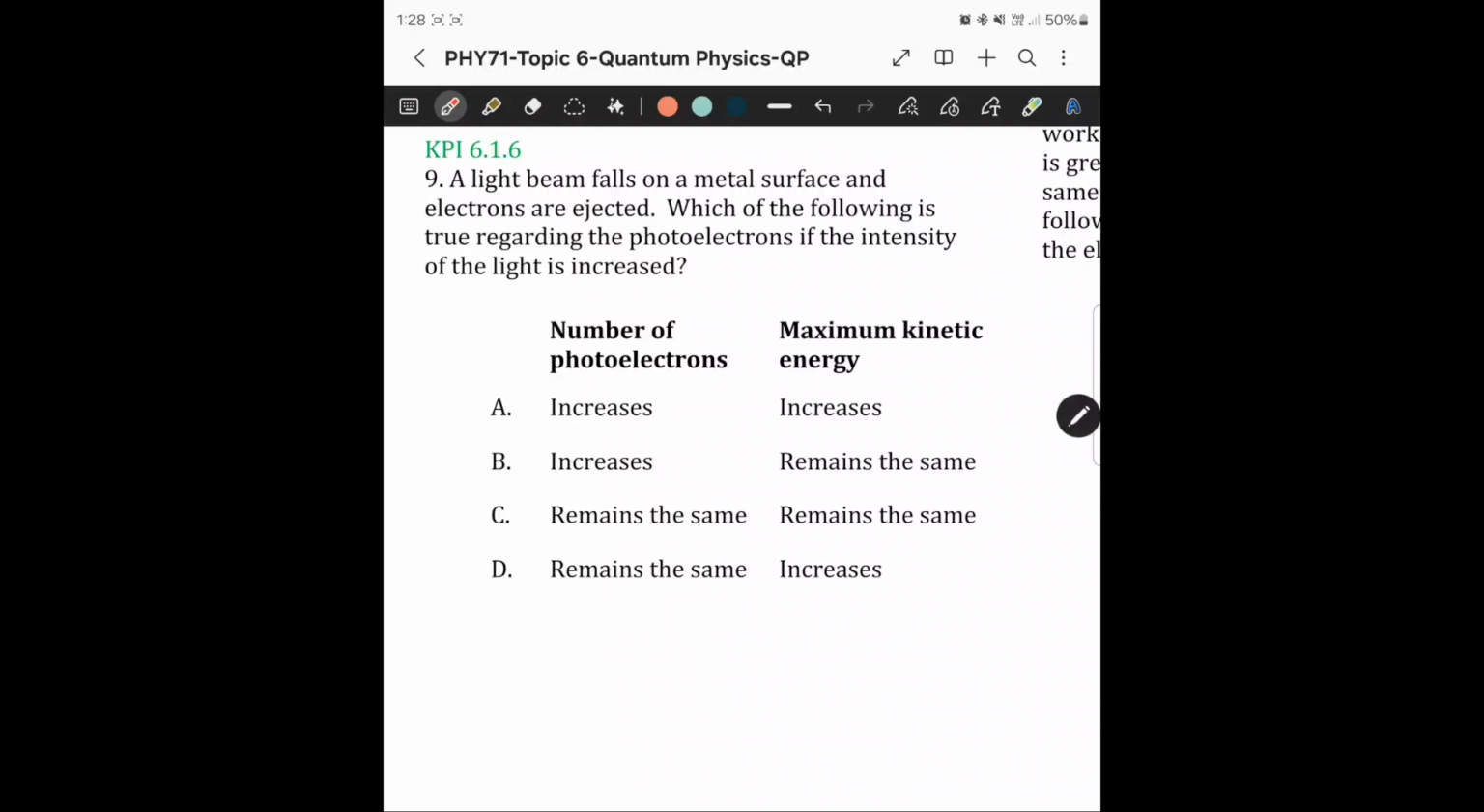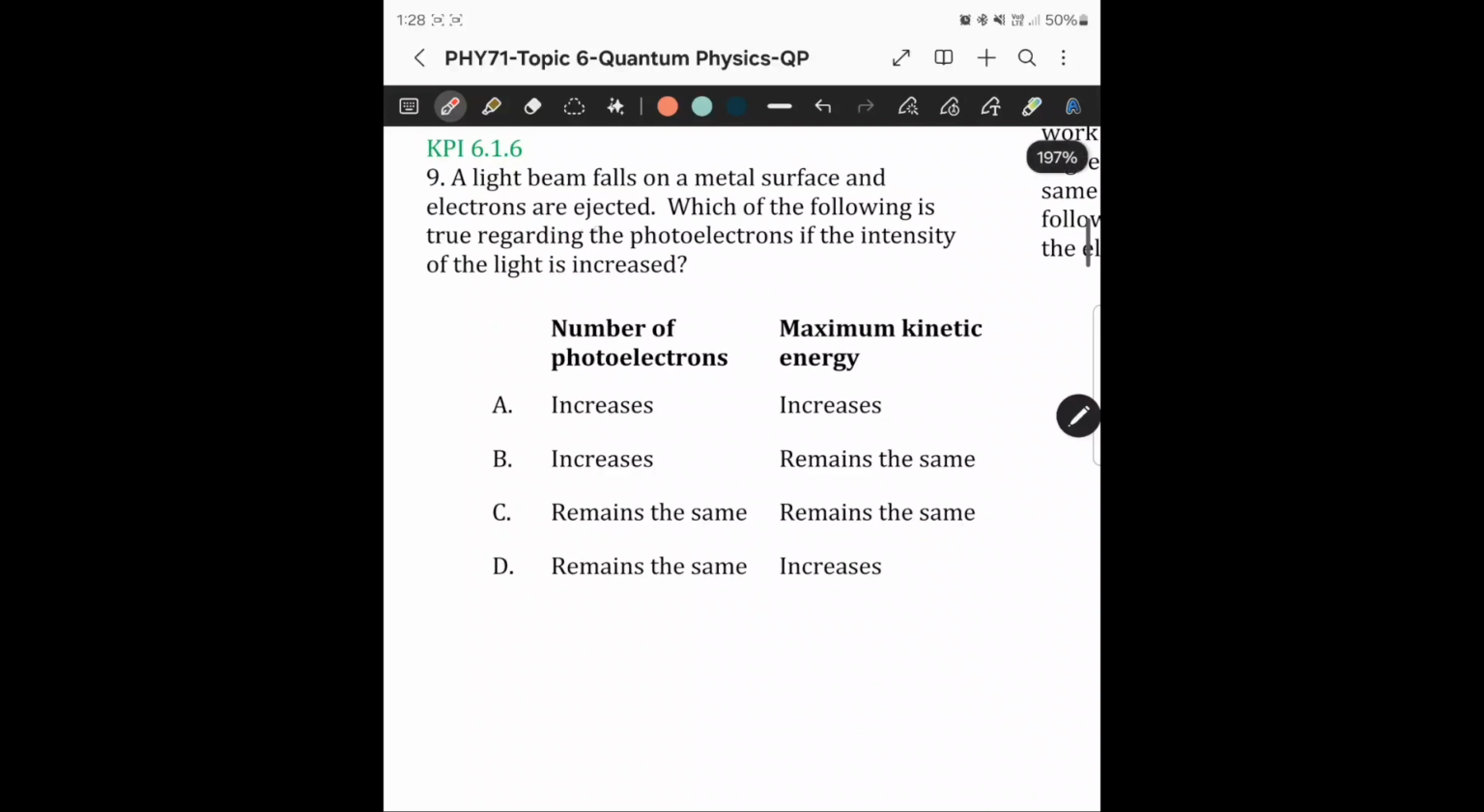All right, question 9. We have a light beam falling on a metal surface. Electrons are ejected. Which of the following is true if the intensity, which is the brightness, is increased? If it's brighter, more photons, more electrons. Number of photoelectrons, these two are good. Wrong. Maximum kinetic energy, well, like I said, it doesn't affect the energy. It's just more electrons coming out with the same energy.